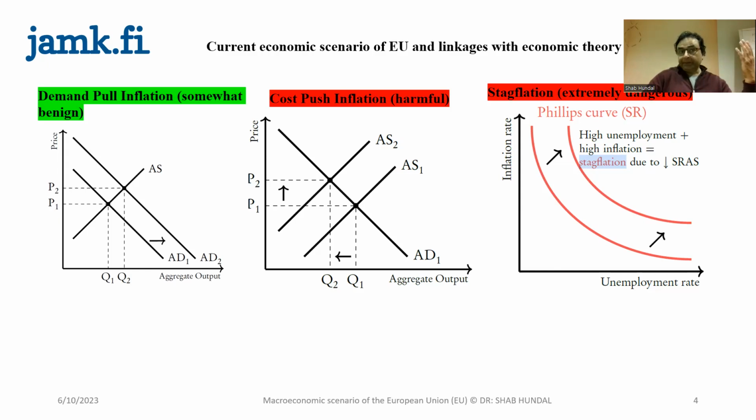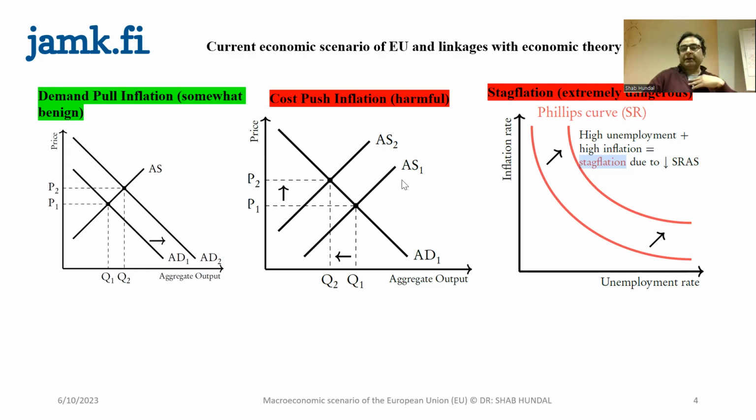The benign one is the demand pull inflation, because the prices are increasing more because of the increase in demand and not because of a decrease in the supply. But the problem is that the second picture is not showing anything. The middle picture is not showing anything about the increase in demand, but there is a decrease in the supply.